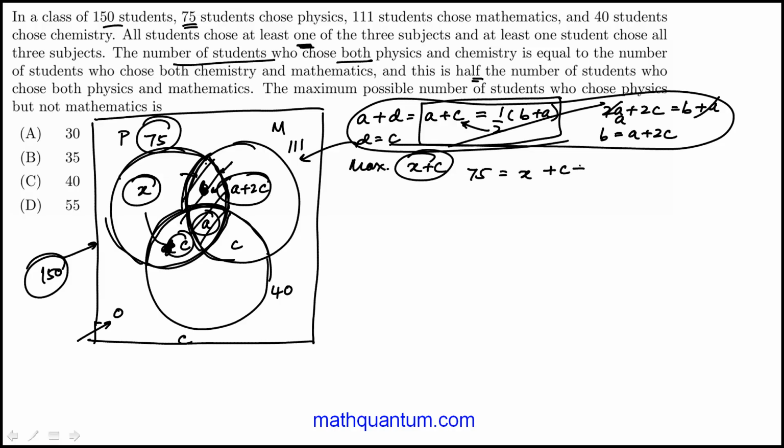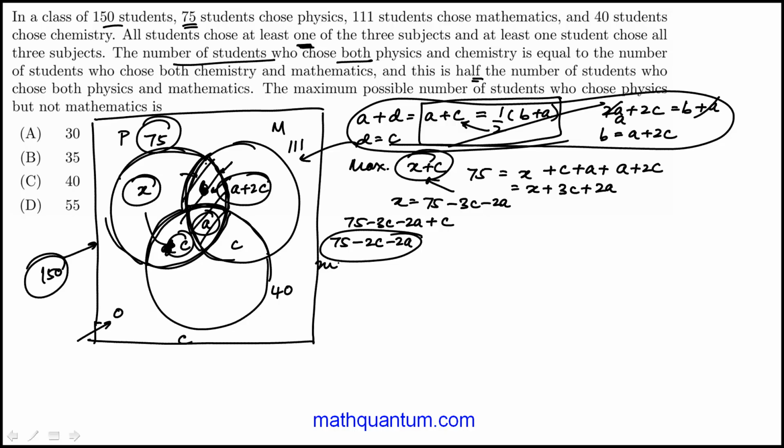75 is equal to X plus C plus A plus 2C. And that becomes 3C plus 2A, which means X is 75 minus 3C minus 2A. I can plug that back in, and that way I have an expression explicitly in terms of A and C that I need to maximize. So this becomes 75 minus 2C minus 2A. This is what I need to maximize. Now, is there a relationship between A and C? Yes, there is, because we know that the total number of students is 150. So if I add all of them, that must equal 150.